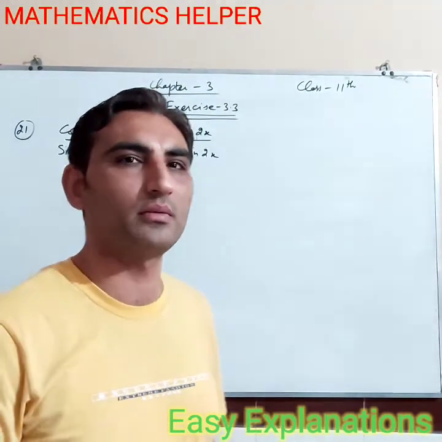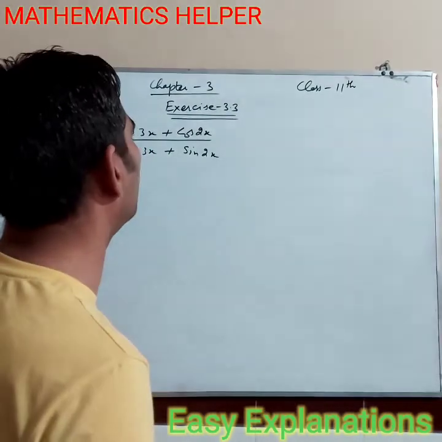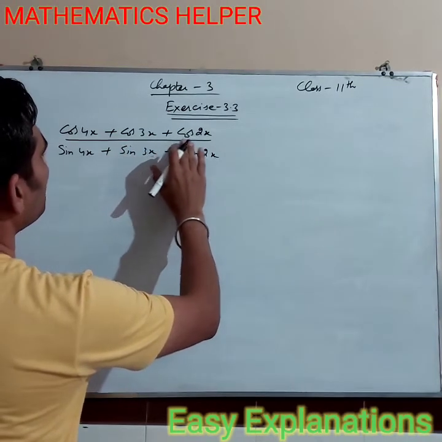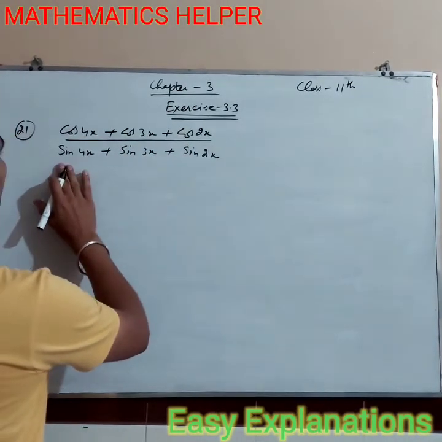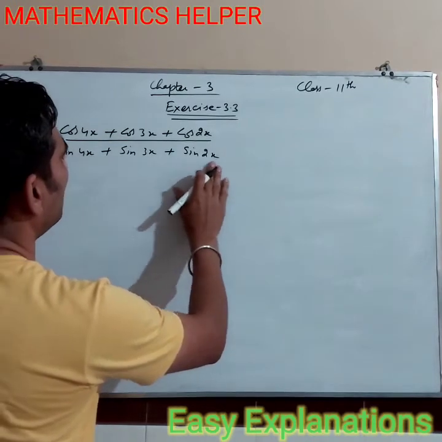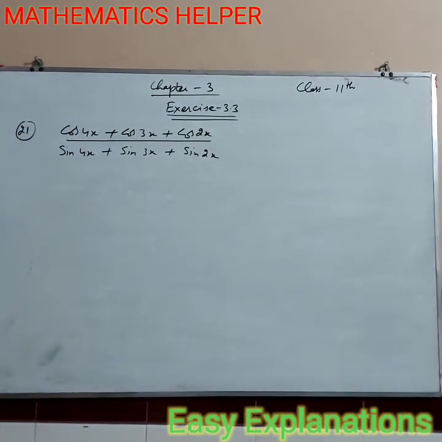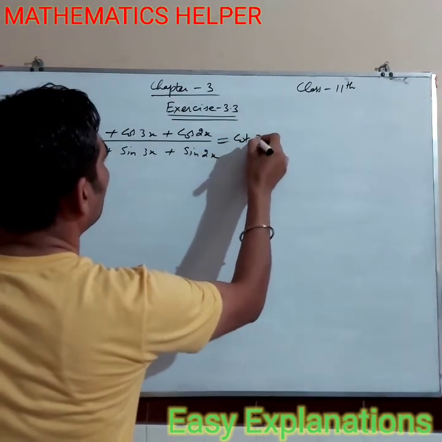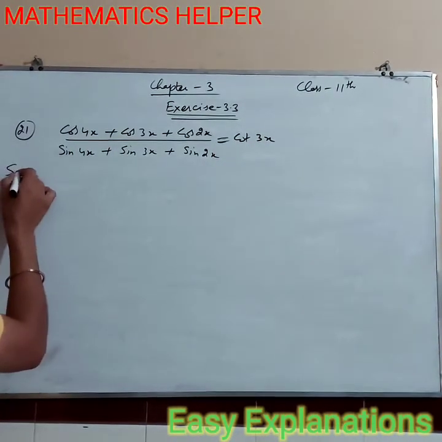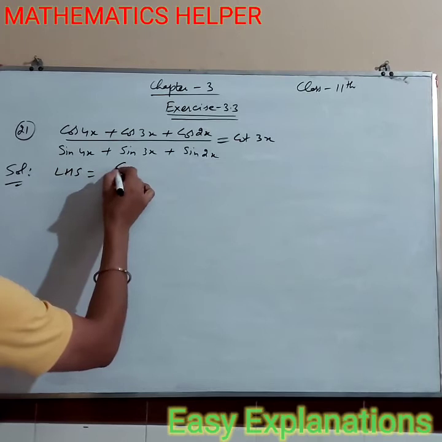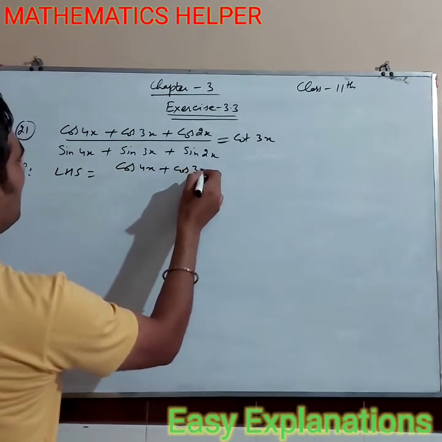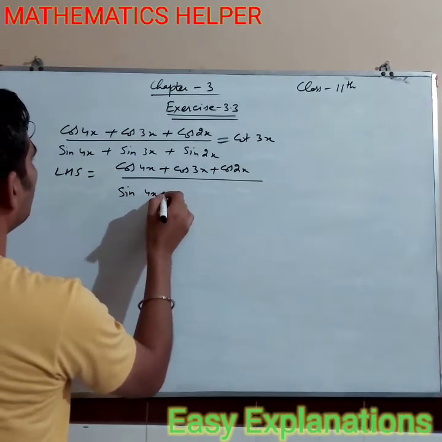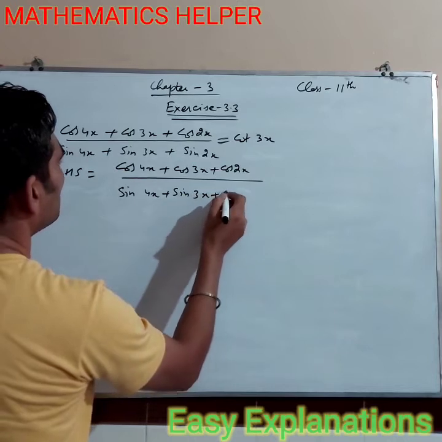Let's start our next question number 21 of class 11, exercise 3.3. It is (cos 4x + cos 3x + cos 2x) over (sin 4x + sin 3x + sin 2x), which we want to prove is equal to cot 3x. So let's start our calculation work. As we usually do, we will start from the left side of the equality. It is (cos 4x + cos 3x + cos 2x) over (sin 4x + sin 3x + sin 2x).